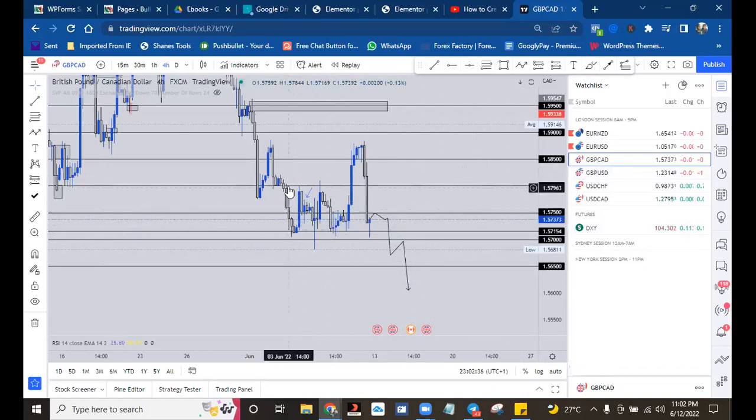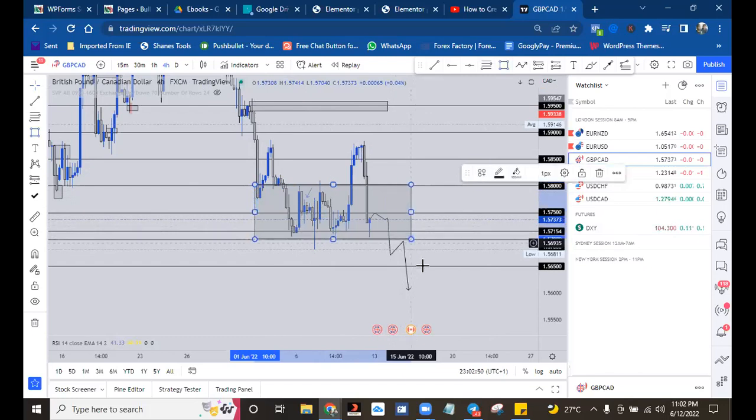Now you can see that between here to here was the bearish move, and this was the bullish move. This was the bearish move. This was the bullish move. So you just want to mark out something like this. From here to here, just take it as the ranging zone, where you don't want to trade.